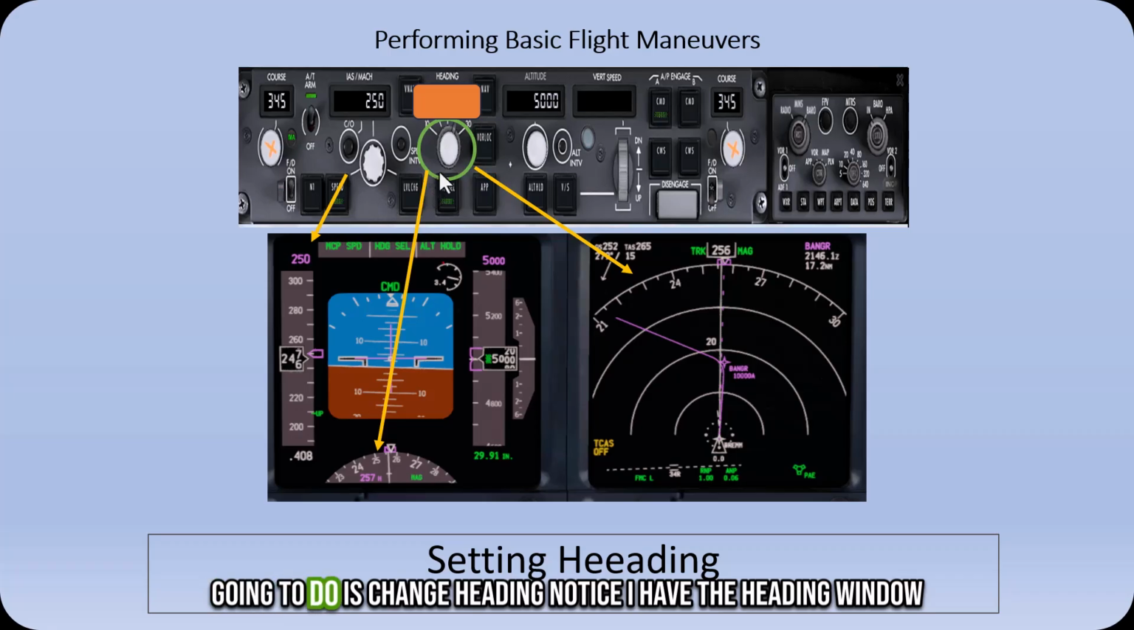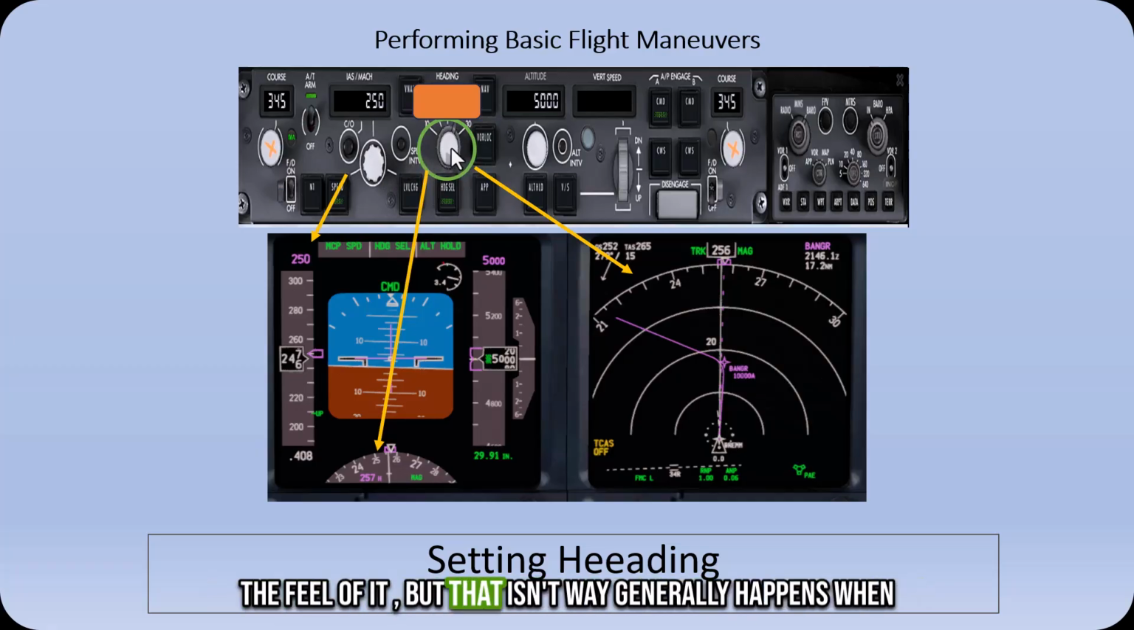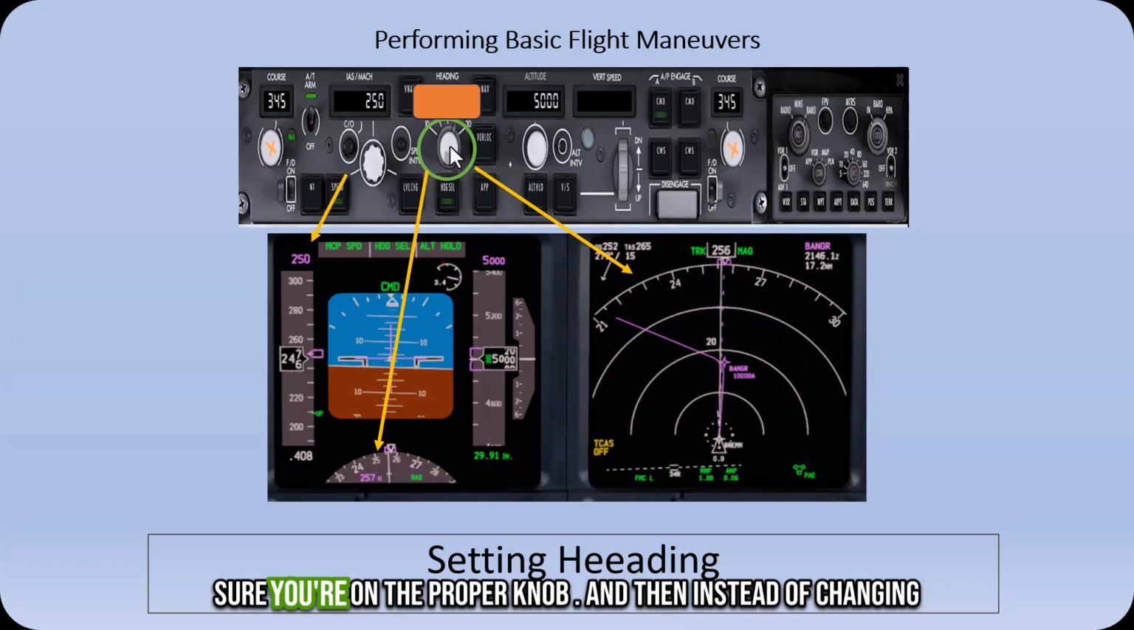Now here what we're going to do is change heading. Notice I have the heading window blocked out, but we have been given a new heading to turn to. With that, we want to make sure that we have the heading knob. Again, notice there's a difference in the feel of it, but that isn't what generally happens when we're operating. But take a second or two to make sure you're on the proper knob. And then instead of changing the heading in the window, change the heading.